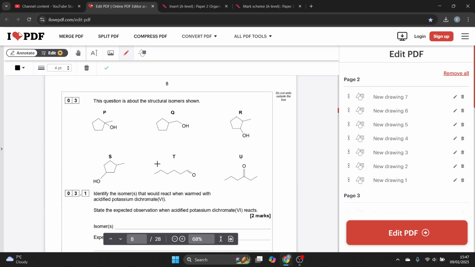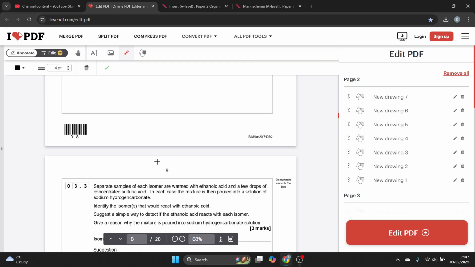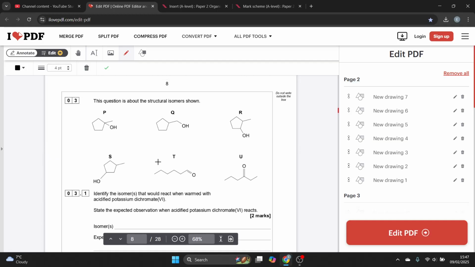Question 3: identify the isomers that would react when warmed with acidified potassium dichromate.